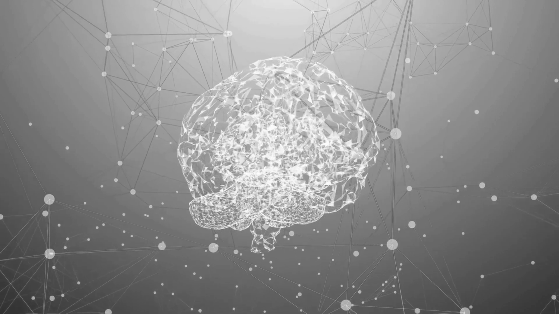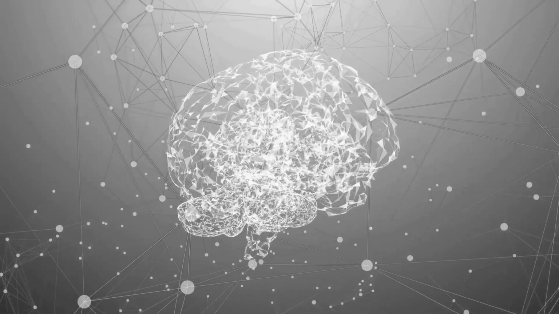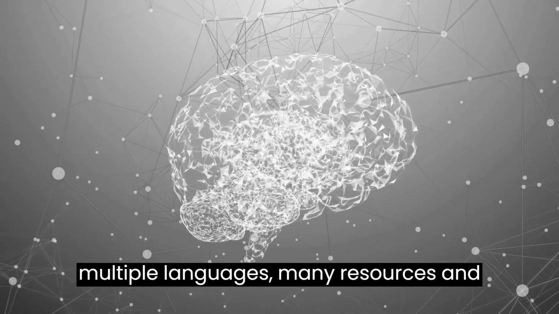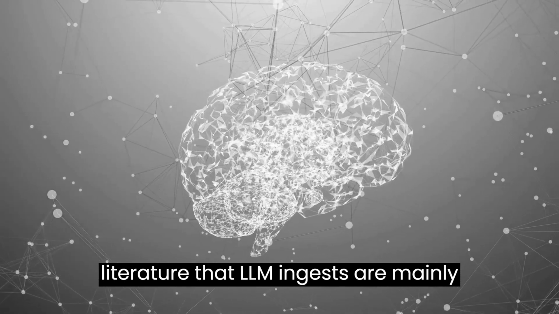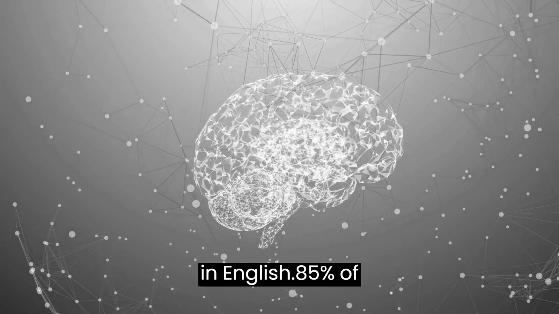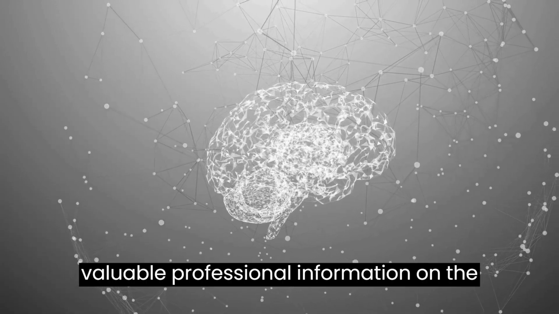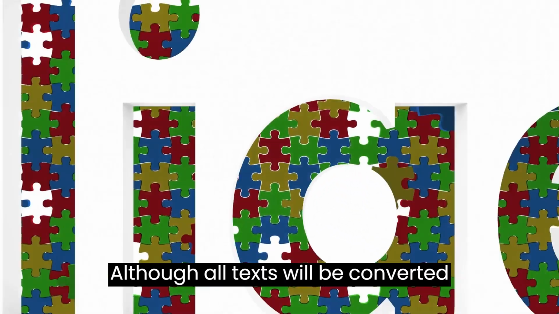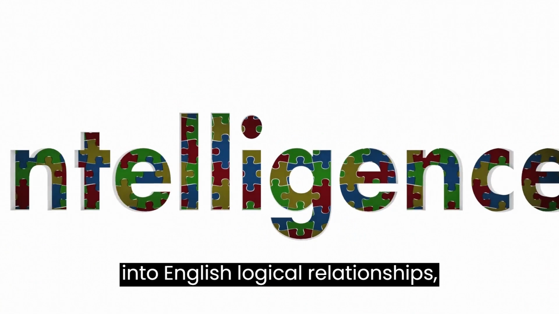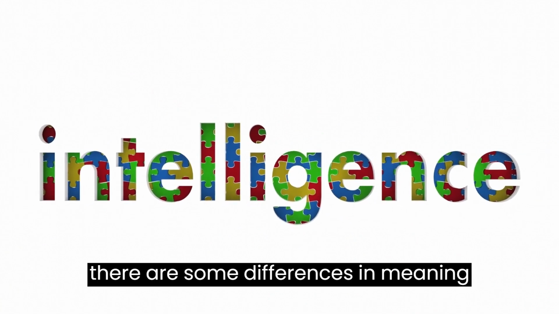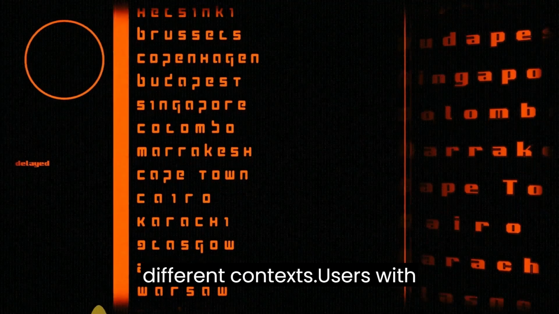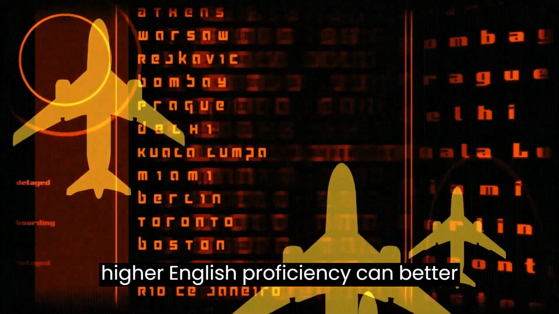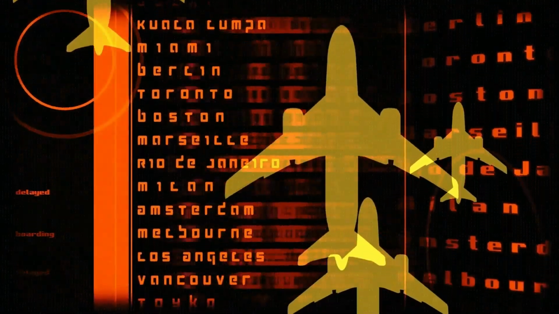Let's talk about higher English proficiency next. Although large language models can understand multiple languages, many resources and literature that LLM ingests are mainly in English. 85% of valuable professional information on the internet is presented in English. Although all texts will be converted into English logical relationships, there are some differences in meaning between Chinese and English under different contexts. Users with higher English proficiency can better request information from chatbots.